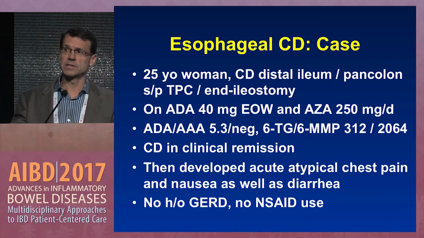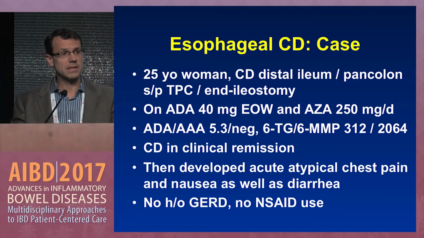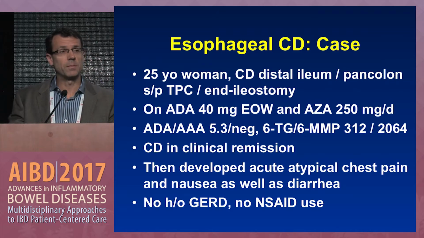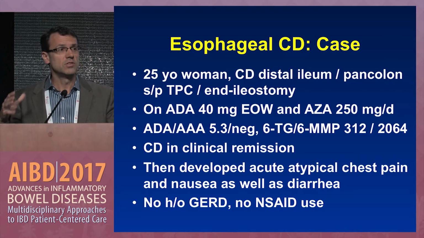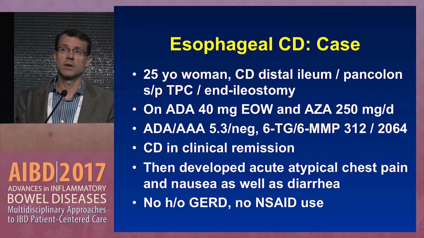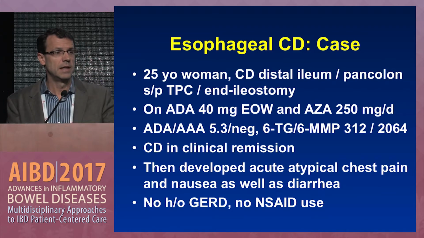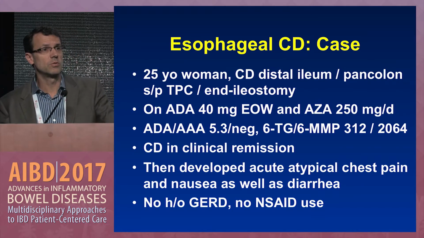I want to first set the stage by delving into esophageal Crohn's disease more carefully, and we'll start with a case. A patient of mine, a 25-year-old woman with Crohn's of the distal ileum and pancolon who underwent a total proctocolectomy and ileostomy. She's on adalimumab, 40 milligrams every other week, and azathioprine. I do proactive therapeutic drug monitoring, as my buddy Adam over here does as well, and she had adalimumab levels greater than 5 and therapeutic thiopurine levels. Her Crohn's disease clinically was in remission.